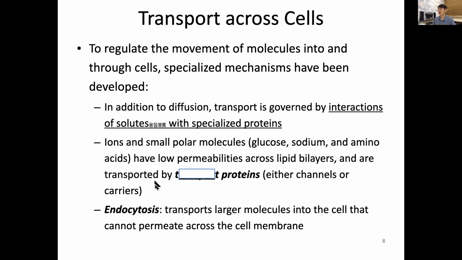And so these ions and small polar molecules are transported by transport proteins, either channels or carriers. And transporting larger molecules into the cell that by themselves cannot permeate across the membrane, that phenomenon of invagination and engulfing of these molecules into the cells, we call endocytosis. Of course, the opposite is exocytosis.